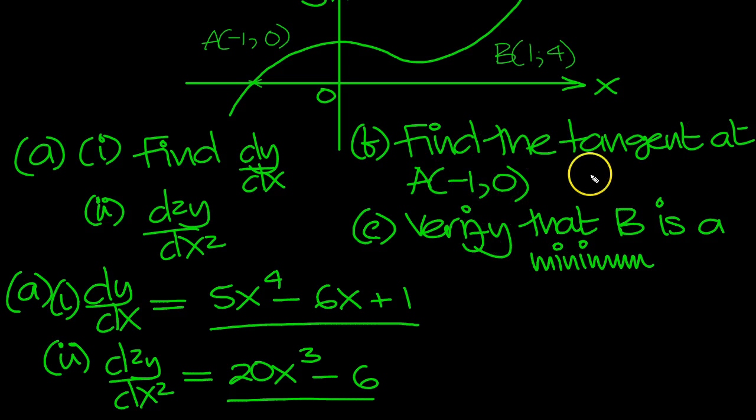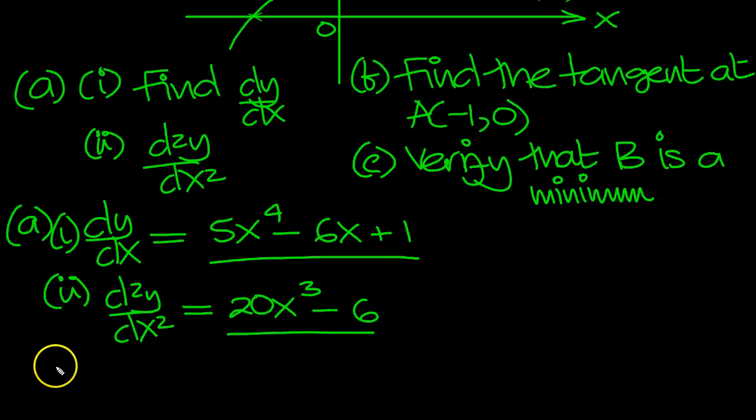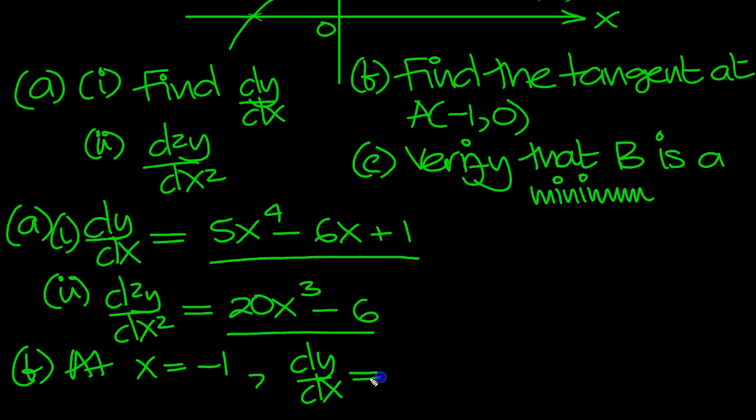Find the tangent at A, minus 1, 4. So part B, at x equals minus 1 then. What does dy/dx, the gradient, equal? Put minus 1 in here. Minus 1 to the 4, even power, so that's 1. 5 ones are 5. Minus 6 times minus 1 is plus 6, plus the 1 that's already there. So that's 11, 12. So there's the gradient.